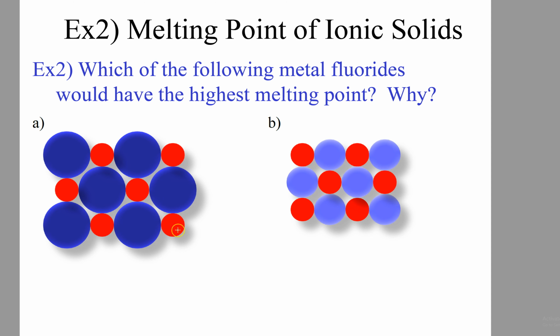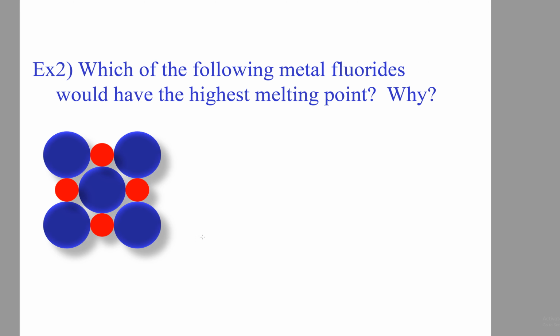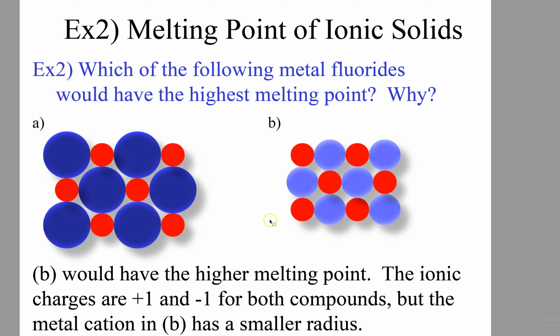So the question is, if I were to give you this representation, which one would have the highest melting points? Obviously, we're dealing specifically with the radius. So we're looking at that force of attraction between those two. So our answer would have to be B would have a higher melting point, and the reason why is because the charges here are +1 for both. But the metal, cation B, has a smaller radius, which means that the attraction is going to be greater. And because of that, you're going to have a higher melting point.